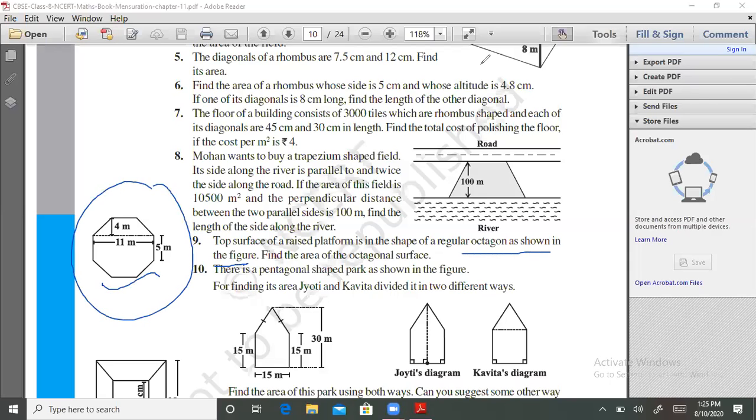See, it's a regular octagon. It means all the sides are equal. All are equal to 5 meters. So here we have been given this 4 meter width and this length is given as 11 meters.